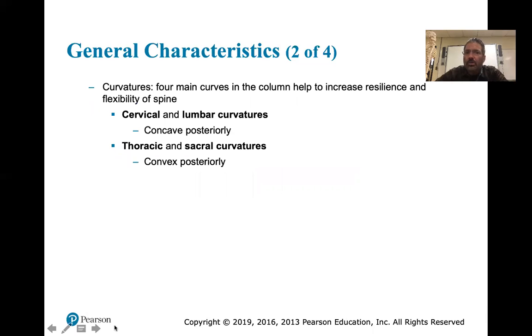All right. So curvatures, there's 4 main curves in the column to help increase resiliency and flexibility of the spine. So we're going to go over how the neck should have 1 curve, and we have kyphosis and lordosis, and how these things line up. So if it's done correctly, your ear should literally line up over your pelvis, but contingent upon something as simple as birth, it can get things out of alignment, or posture. And then we're going to see a lot of these changes.